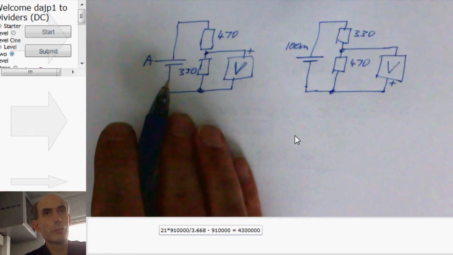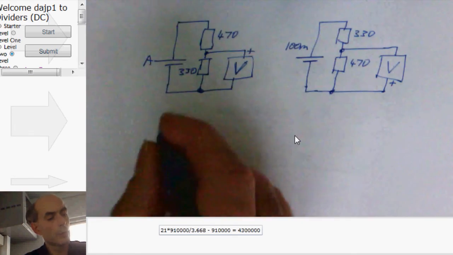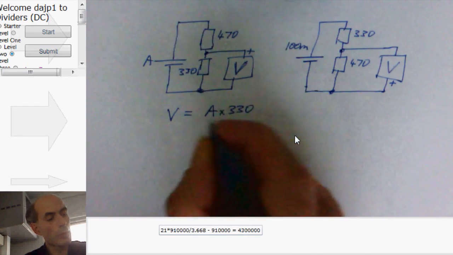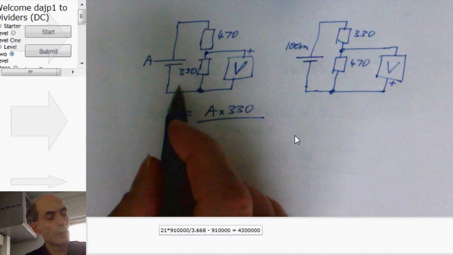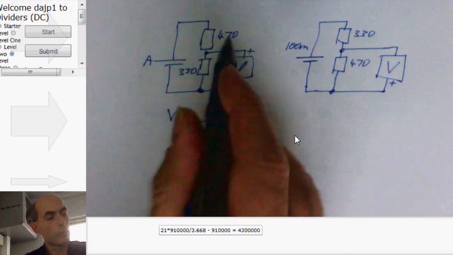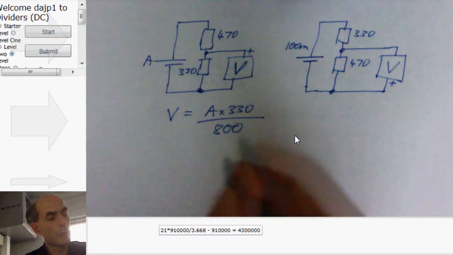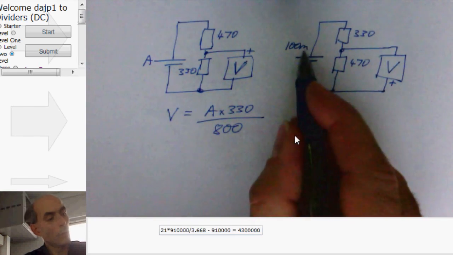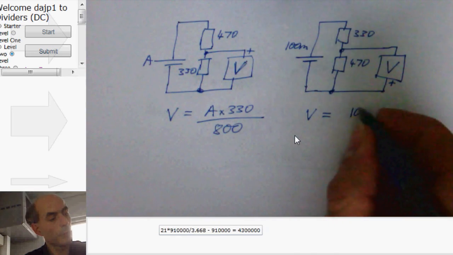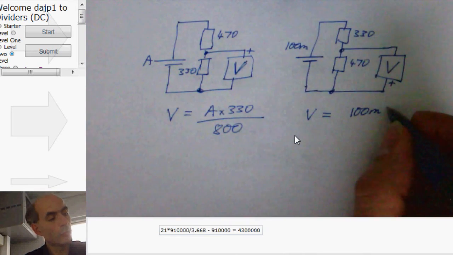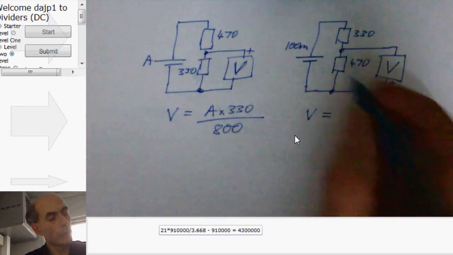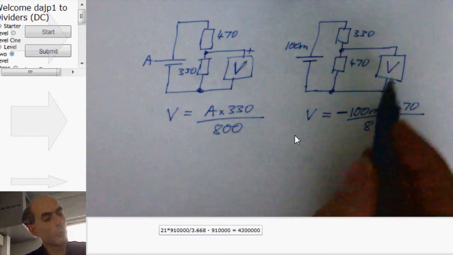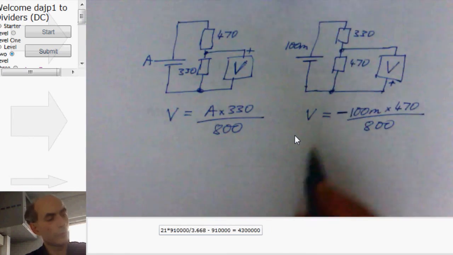Applying the standard potential divider equation to each one, this one would give me a reading on the voltmeter of A times 330 divided by the total resistance, 330 plus 470, which is just 800. I can do that in my head. And then here, the voltmeter would read 100 millivolts as the input, times 470 divided by the total resistance, 800. But this time it's negative because the voltmeter is this way round, with its positive terminal at the bottom.